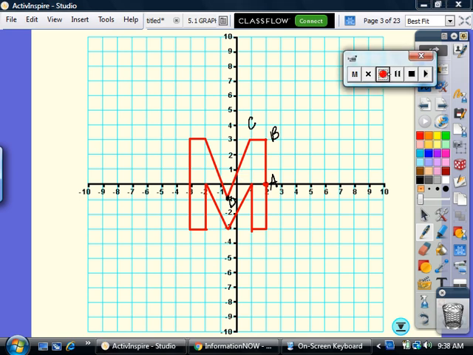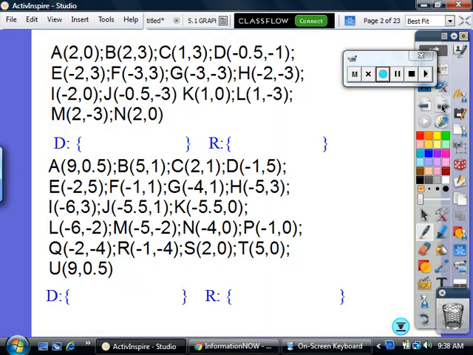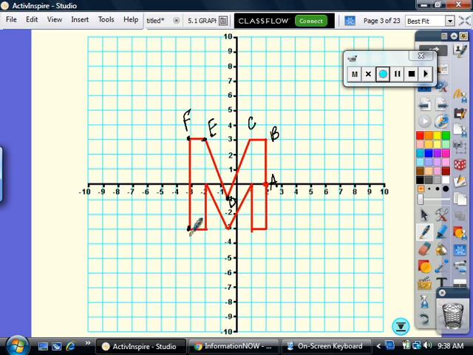All right, so then this is D, and then E was -2, 3, I guess. And then here's F. And then the point G is at -3, -3. And here's H. And then I, J. Okay. I was trying to think, did I skip something? And it came right back.